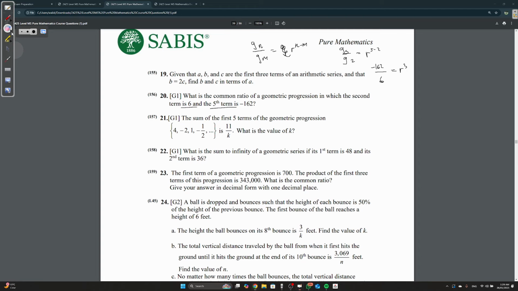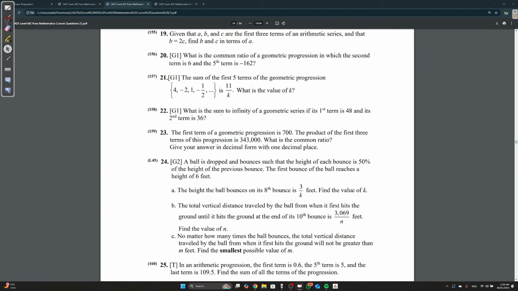Over here, question 21. The sum of the first 5 terms of a geometric progression is 11 over k. What is the value of k? These questions were in the quiz, man.